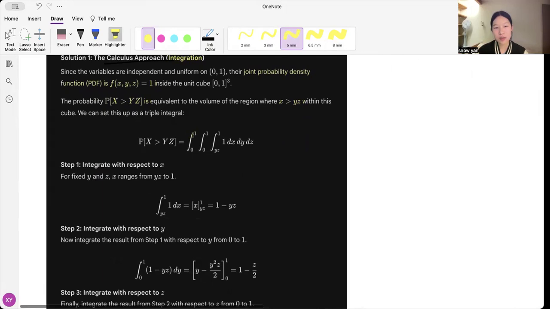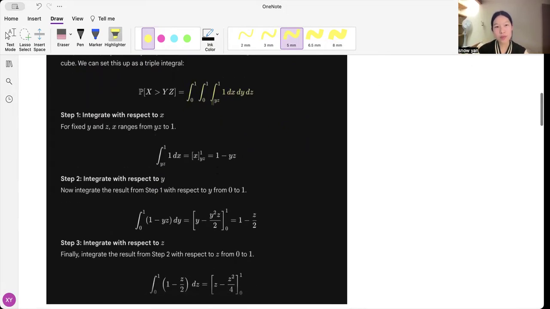So we can set this up so that we have z, and then y from 0 to 1, so it can be anything. And then x has a specific requirement that it starts off at yz and it can end at 1. So then that means that it's greater than. And we just do it one step at a time.